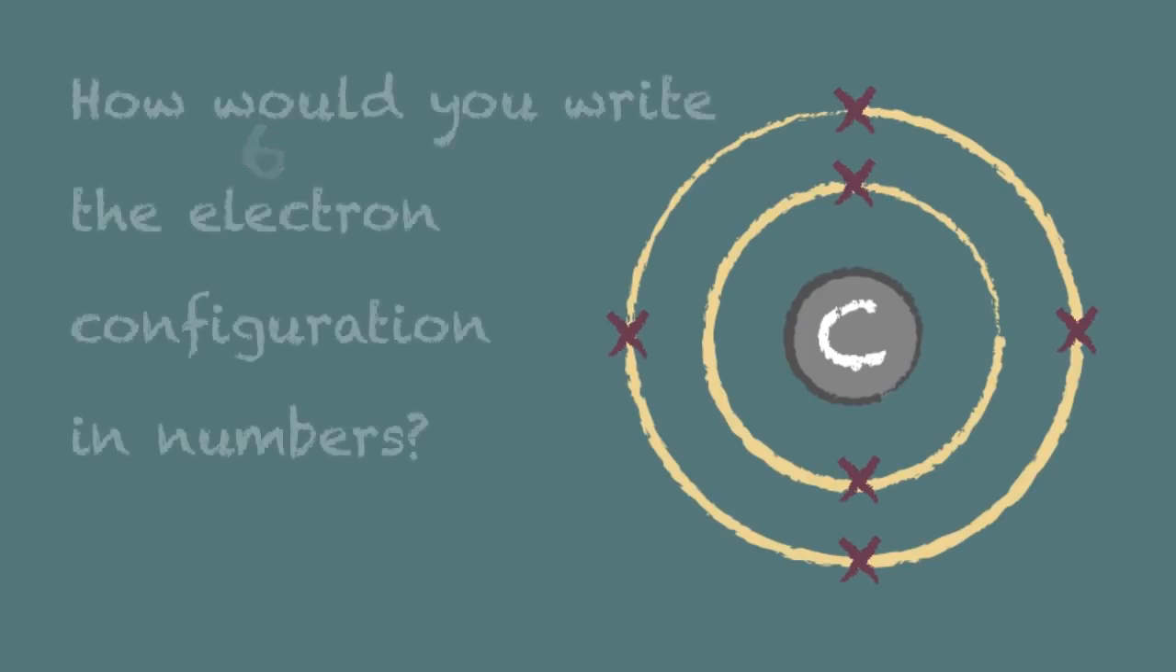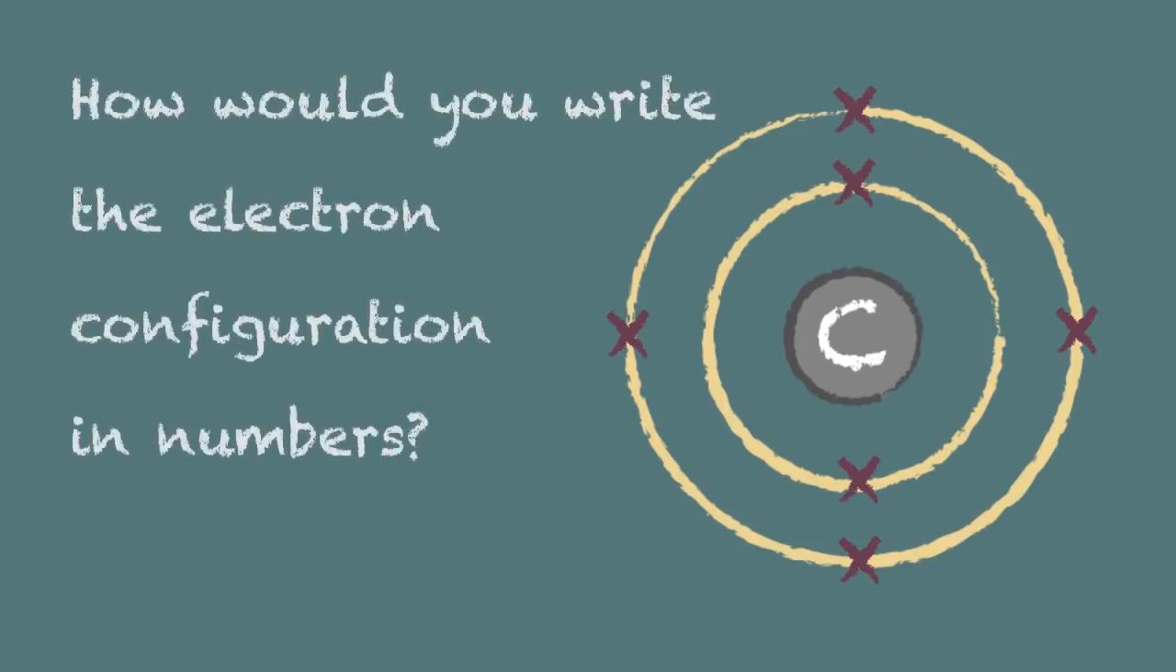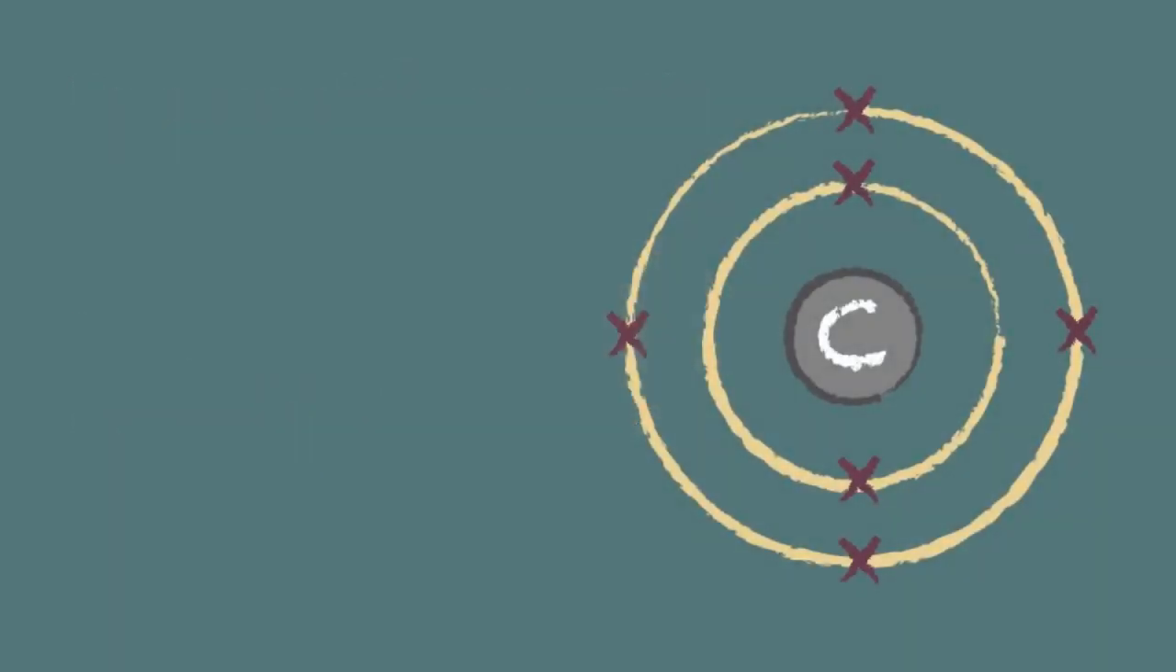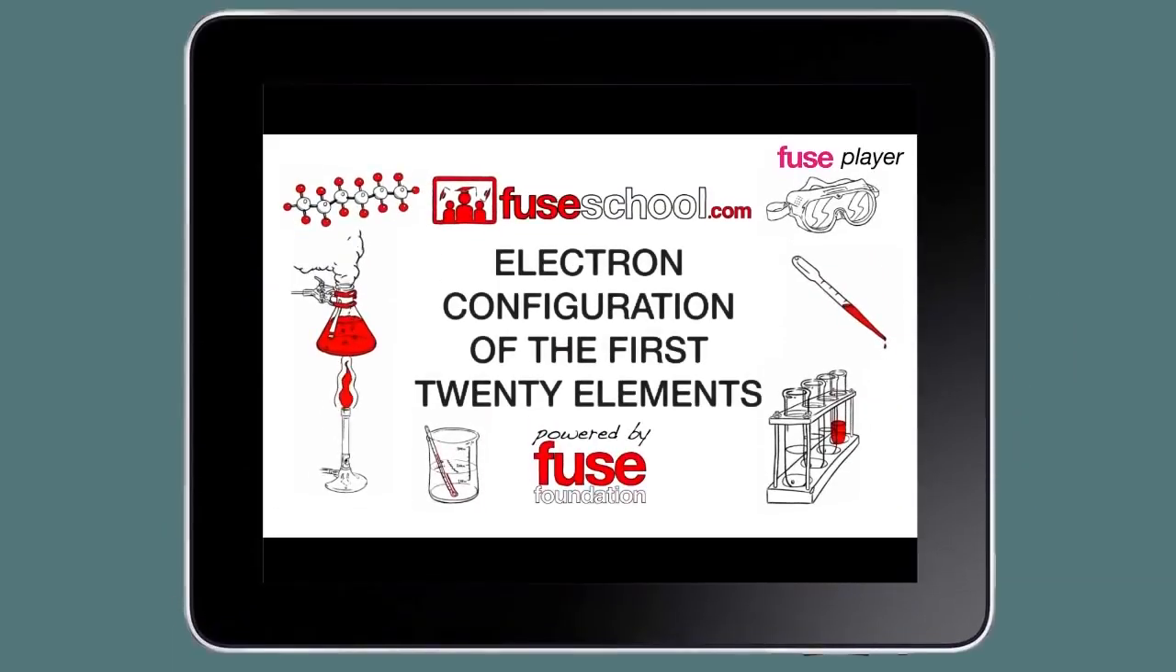Now, how would you write the electron configuration in numbers for this atom? Pause the video again or rewind if you need to have a think about this. The answer is that it would be written 2.4. And now that you have covered the basics of drawing electron configurations, you'll be ready to tackle our lesson, Electron Configurations of the First 20 Elements.